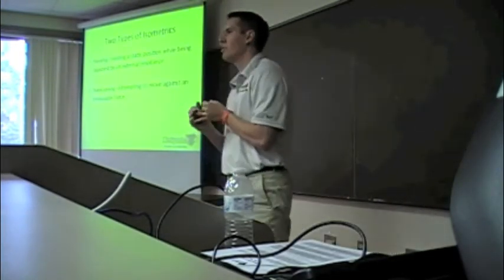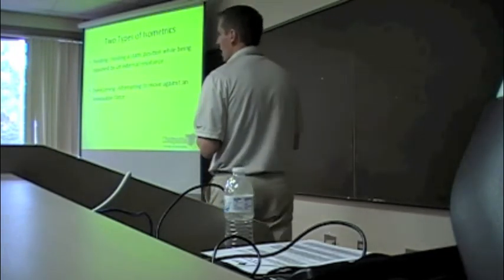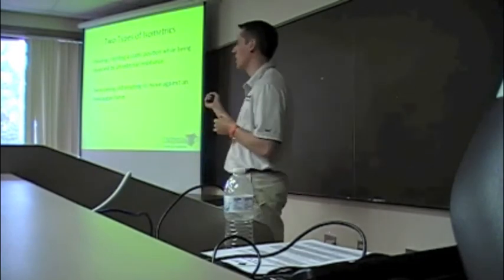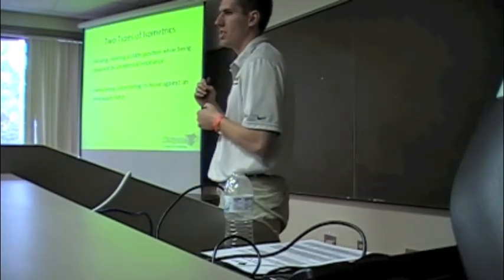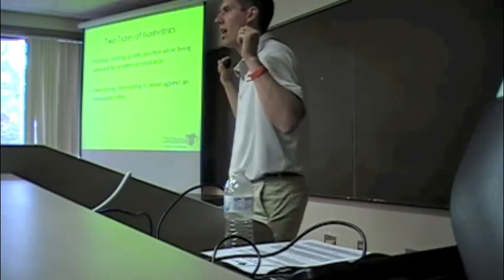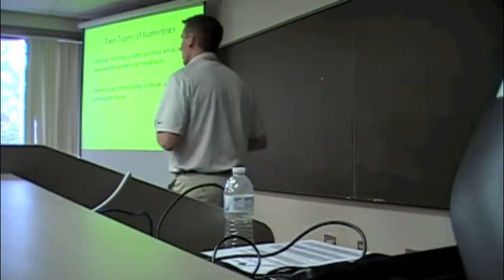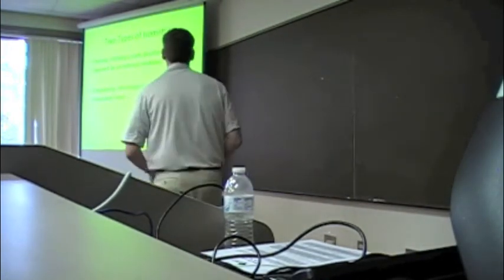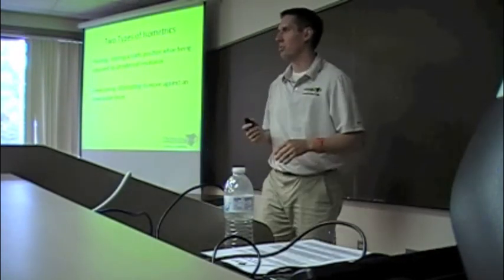There are two different types of training in terms of isometrics. Yielding, where we hold a static position while being opposed by an external resistance. For example, I've got a barbell on my back and I'm holding a position as gravity tries to pull me down. Or overcoming, where I'm attempting to move against an immovable force.